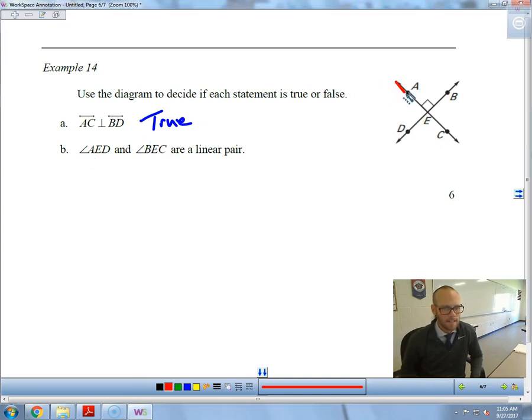Angle AED and angle BEC are a linear pair. Okay, need to remember what a linear pair is. Well, that was chapter 1. Flip back in your notes, please. Chapter 1, find what we wrote down as the definition of a linear pair.